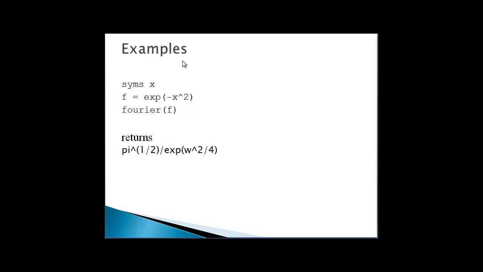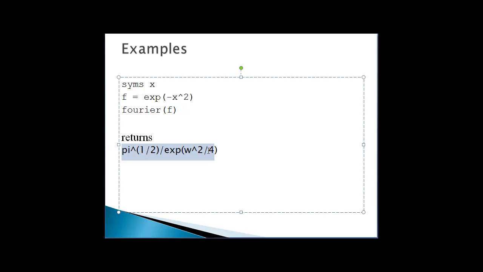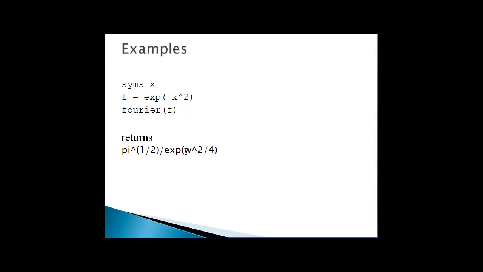Now let's see an example based on the Fourier transform in MATLAB. I have a function f equal to exponential of minus x square, and I want its Fourier transform. First I declare x with syms x, then the function f equal to exp(-x^2), and write fourier of f, and it will return the output with the default variable w.